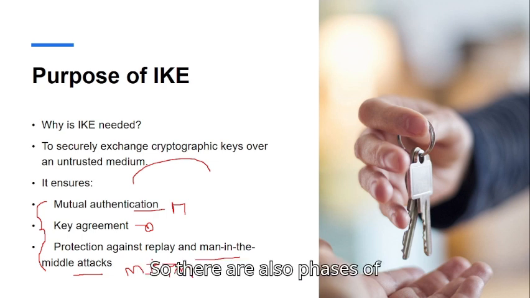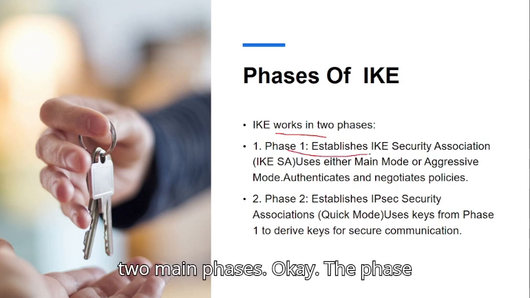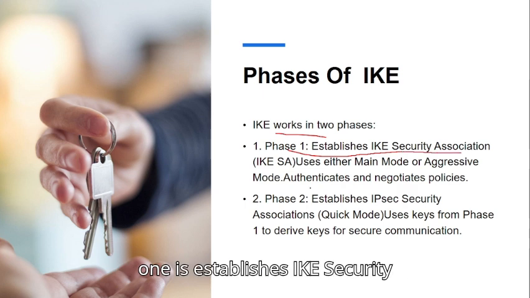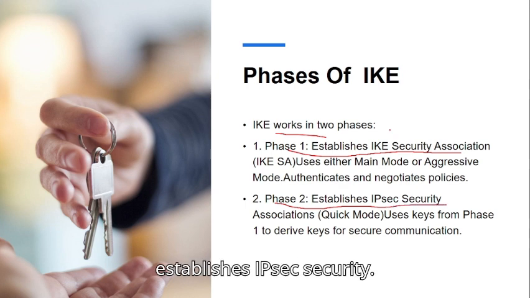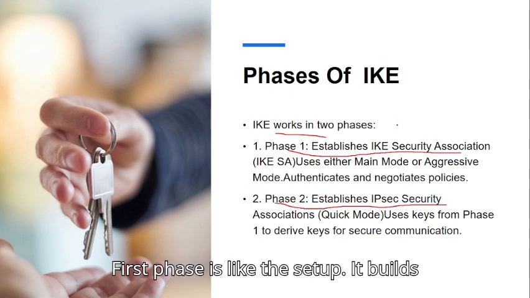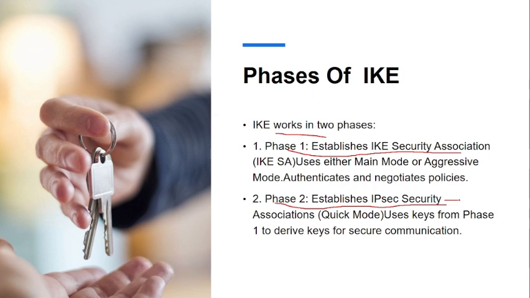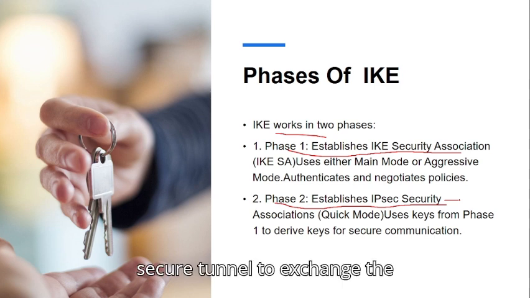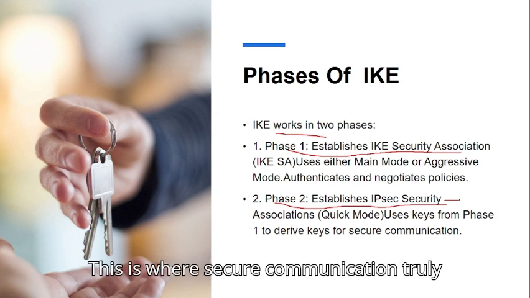So there are also phases of IKE. IKE works in two main phases. Phase one establishes the IKE Security Association, and phase two establishes the IPsec security association. The first phase is like the setup. It builds a secure tunnel and handles authentication and encryption negotiation. And phase two uses that secure tunnel to exchange the actual keys for data encryption. This is where secure communication truly begins.